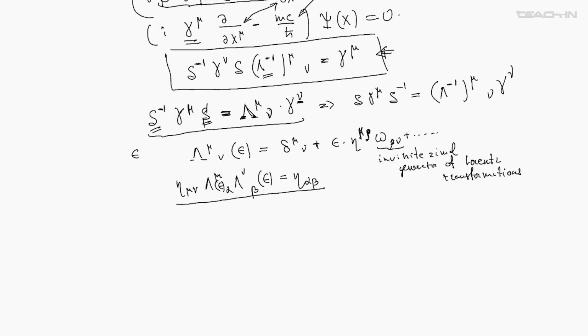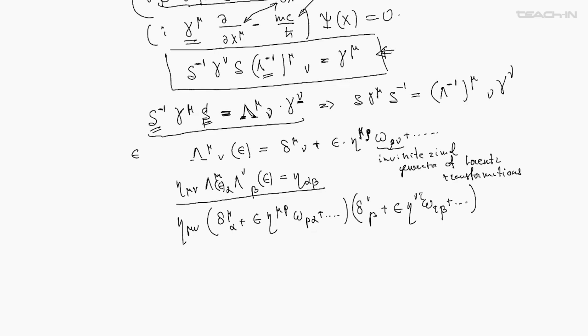So explicitly, what I need to do is substitute δ^μ_α + ε η^{μρ} ω_{ρα}. For the second Λ, the same: δ^ν_β + ε η^{ντ} ω_{τβ}, equals η_{αβ}. Then expand this in ε on the left-hand side, and keep the leading term in ε. And then you will see the equation on ω which you will get.